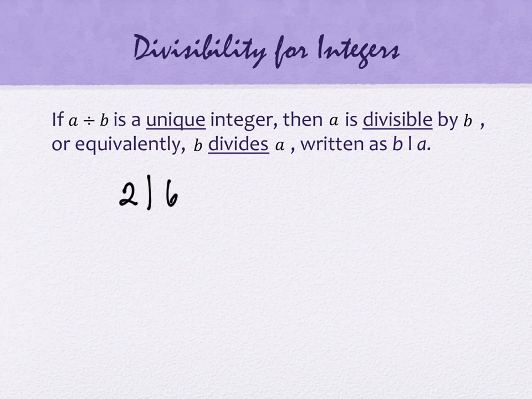2 divides 6 is what I meant to write down. 2 divides 6. I could also write that negative 2 divides 6. And the reason that negative 2 divides 6 is because there is an integer that when I try to do 6 divided by negative 2, I get negative 3. Negative 3 is an integer, so it will be divisible as well. It will be a divisibility process.